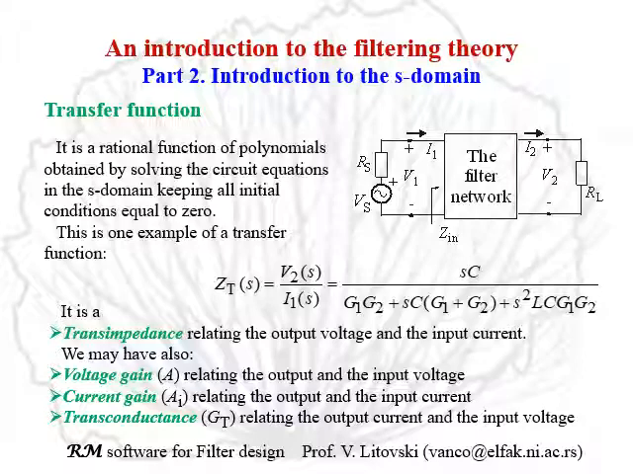This transfer function is relating the output voltage and the input current, and so it is named transimpedance. The transfer function relating the output voltage and the input voltage is named voltage gain. The one which is relating the output current and the input current is named current gain.